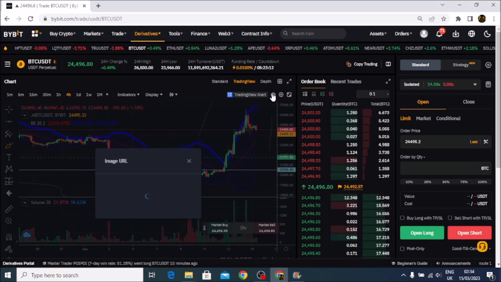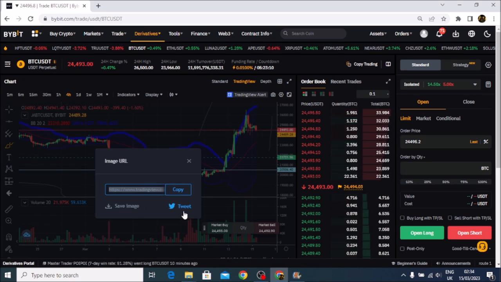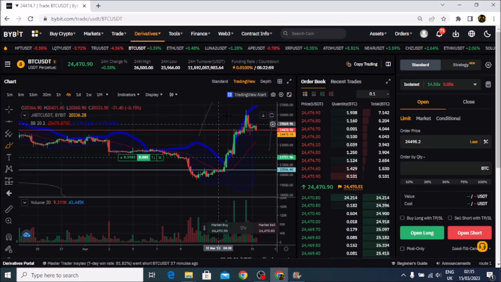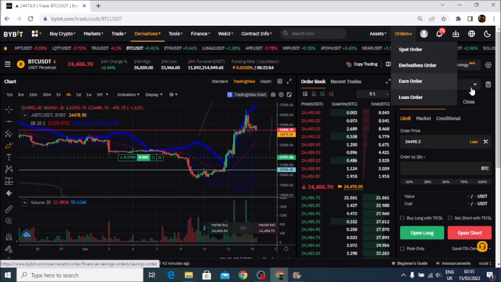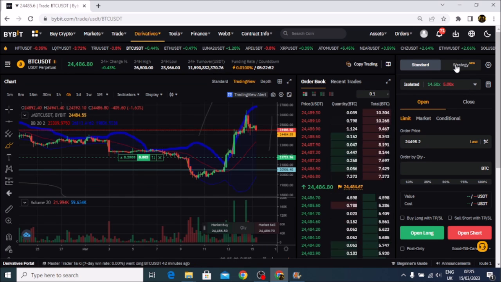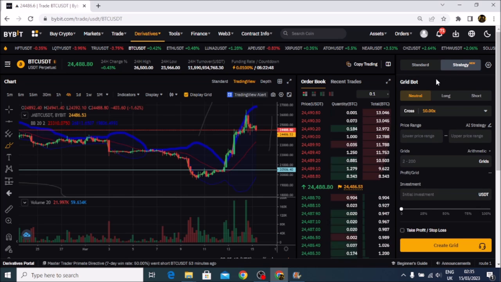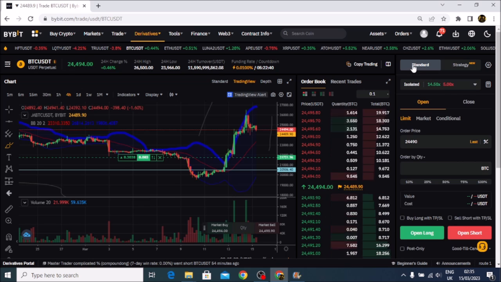Here, you can take a screenshot and maybe put it on Twitter or anywhere that you want. So this is how you can take a screenshot. Here you're going to find standard and strategy. With strategy, you're going to use a grid bot. Here you are setting everything using a bot, but for today's purpose of education, we are going to use standard.